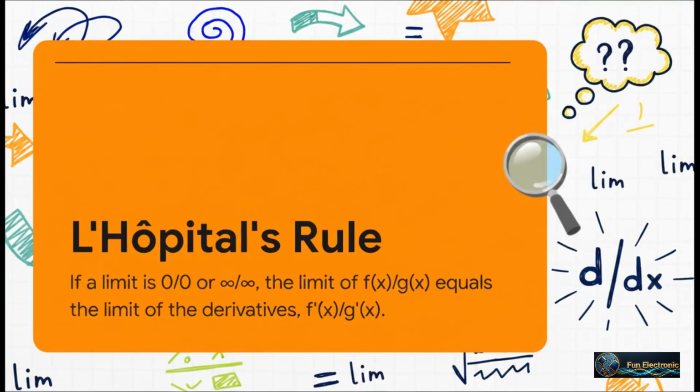Okay, so what does this actually mean? Well, think about it. When the top and bottom of a fraction are both racing towards 0, the key isn't that they're both going to 0, but how fast they're getting there. And what's the best tool we have for measuring speed or a rate of change? The derivative, of course. So the rule lets us compare those speeds. We just take the derivative of the top, the derivative of the bottom, and then try the limit again.